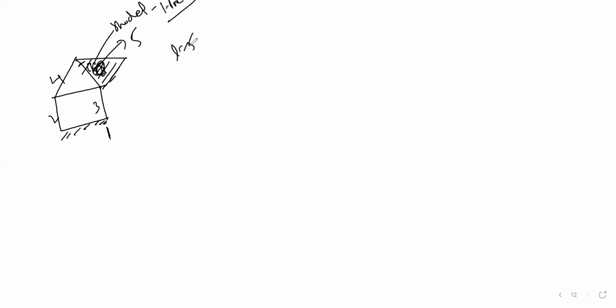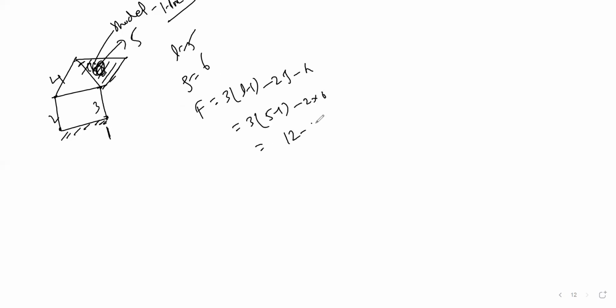So in total how many links are there? 5 links. The joints: 1 here, 2, 3, 4, 5, 6 joints. So the degree of freedom is 3 into (L minus 1) minus 2j, which is 6. So 3 into (5 minus 1) minus 2 into 6. So 4 times 3 is 12, 12 minus 12. So 0. No motion. Motion will not happen. No motion. So this is how to find the degree of freedom for that one. And you need to assume the shaded region as one link.